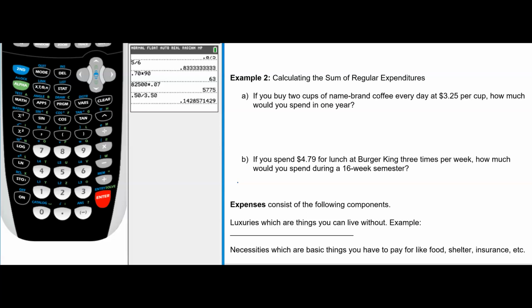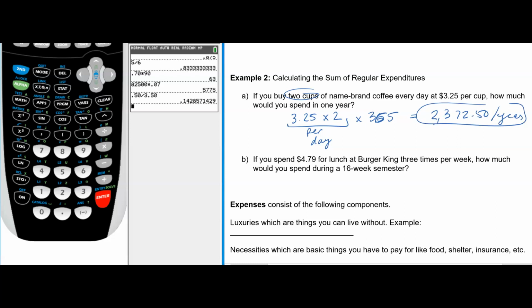So if you spend $3.25 for a cup of coffee, and you buy 2 of them every single day, so $3.25 times 2, how much are you going to spend per year? So that's per day, and there's 365 days per year. If we multiply those all together, that's $2,372.50 per year. Holy moly, that's a lot of money on coffee. Looks a bit different when you've got that yearly sum here.